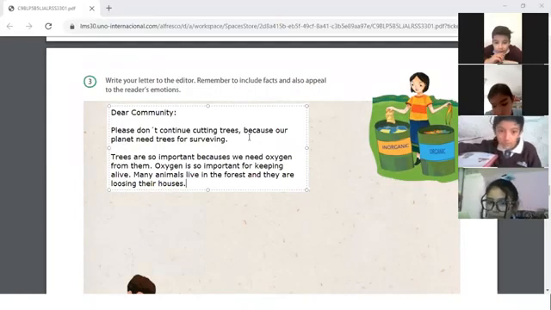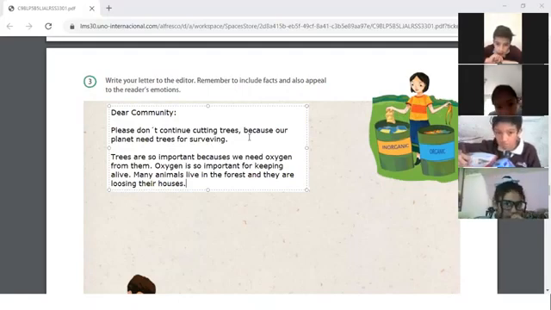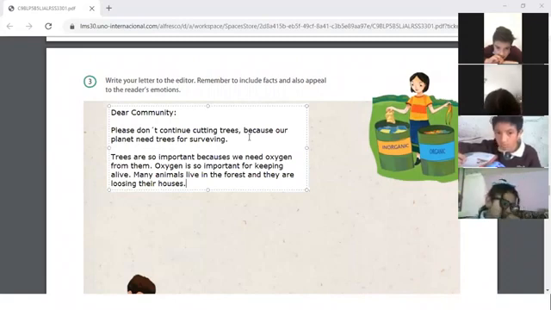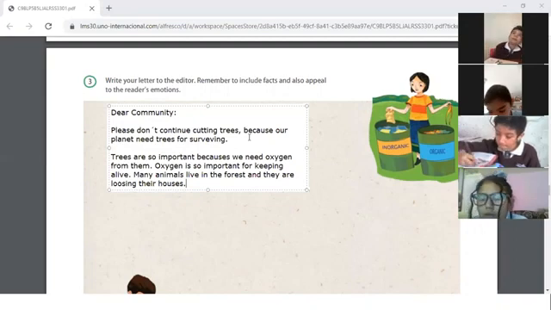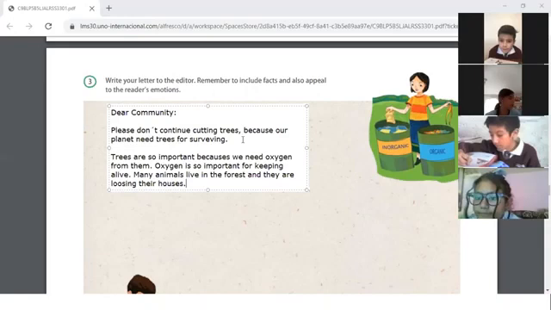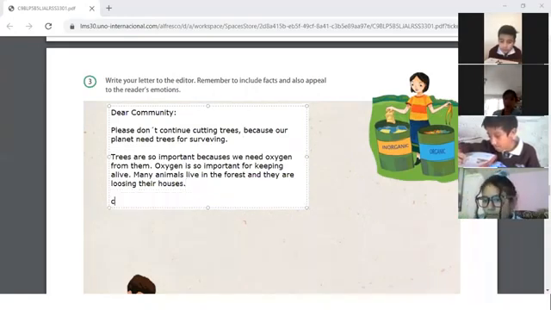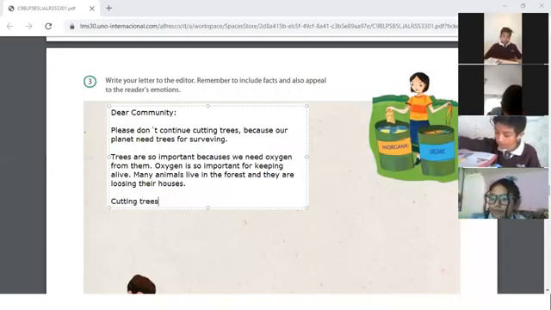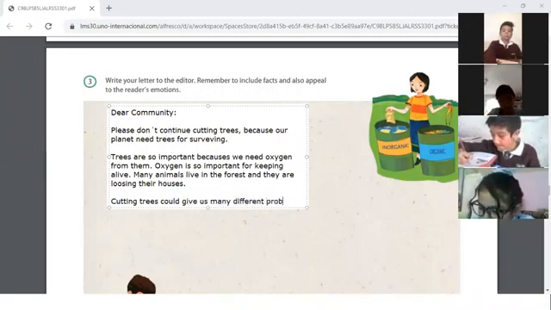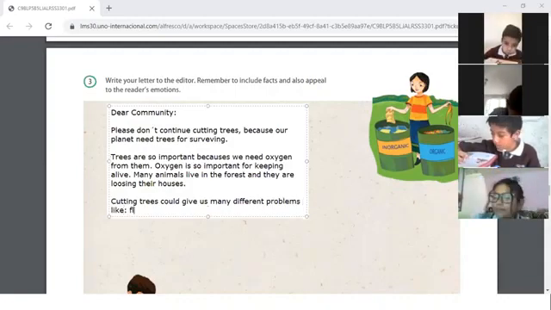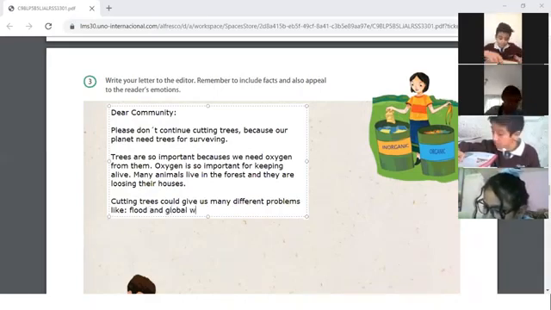But listen. If people cut one tree, they have to plant two or more. But in the second square, we have enough. We don't have another consequence, just that trees are so important for us, and the other is that the animals are losing their homes. Or do we have another one? Cutting trees could give us many different problems like floods and global warming.